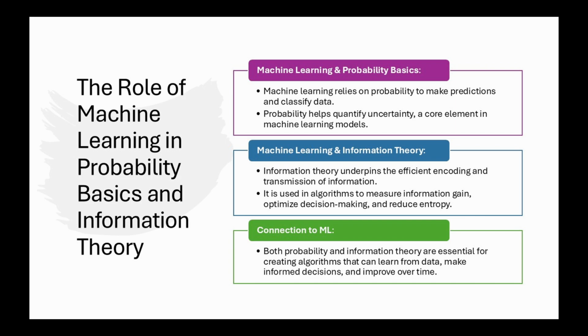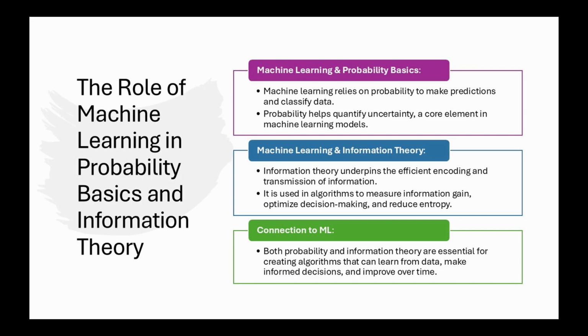What is probability? Probability helps us quantify uncertainty. It's the likelihood of an event occurring, ranging from 0, impossible, to 1, certain. In machine learning, we use probability to predict outcomes and assess how likely different scenarios are.